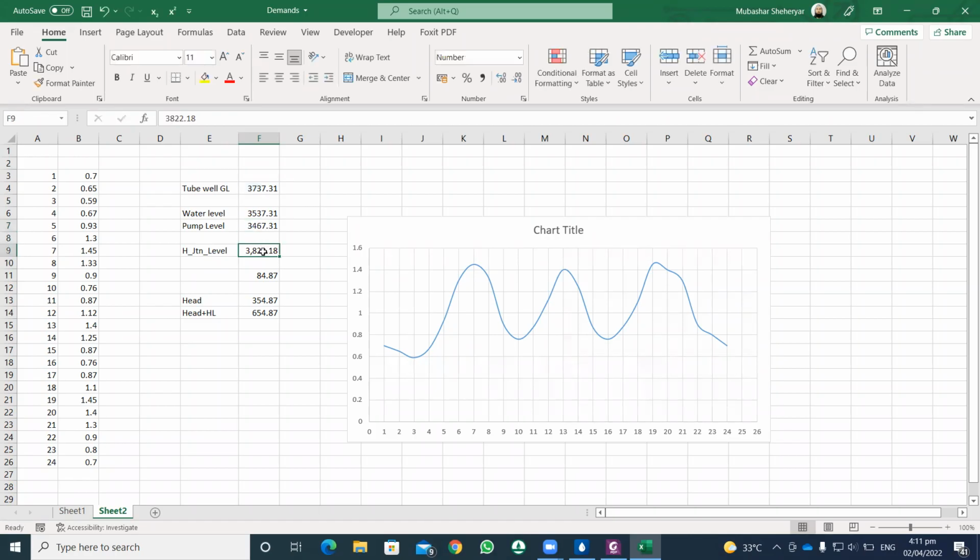And then I calculated the difference between the highest junction level in the system and the ground level of the tube well where I have to construct it. I found the difference between these two to calculate this value, and based on this value I have to calculate how much head of pump we should select in order to fulfill the demand.